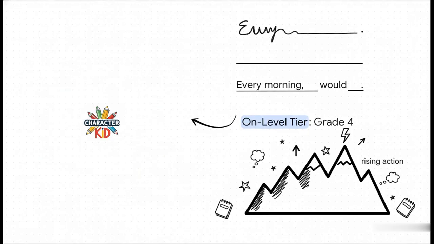Then we have your on-level students, your typical fourth graders. Here, the expectations shift just a bit. Instead of full frames, they transition to partial frames. These guide their thinking, but don't do the work for them. Think of prompts like, "Every morning, blank would blank." We're also stretching their narrative muscles more. They need to map out 3 rising action events, which lets that story tension build up before they hit the climax.